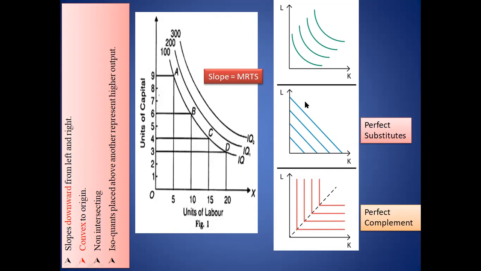In the normal way, for a normal good, the isoquant is convex in nature, but for perfect substitutes it will be a straight line, and for perfect complements it will be L-shaped. Again, why it is so, we will discuss in a separate lecture on isoquants. Remember, for perfect substitutes it is a straight line, and for perfect complements it is an L-shaped curve.